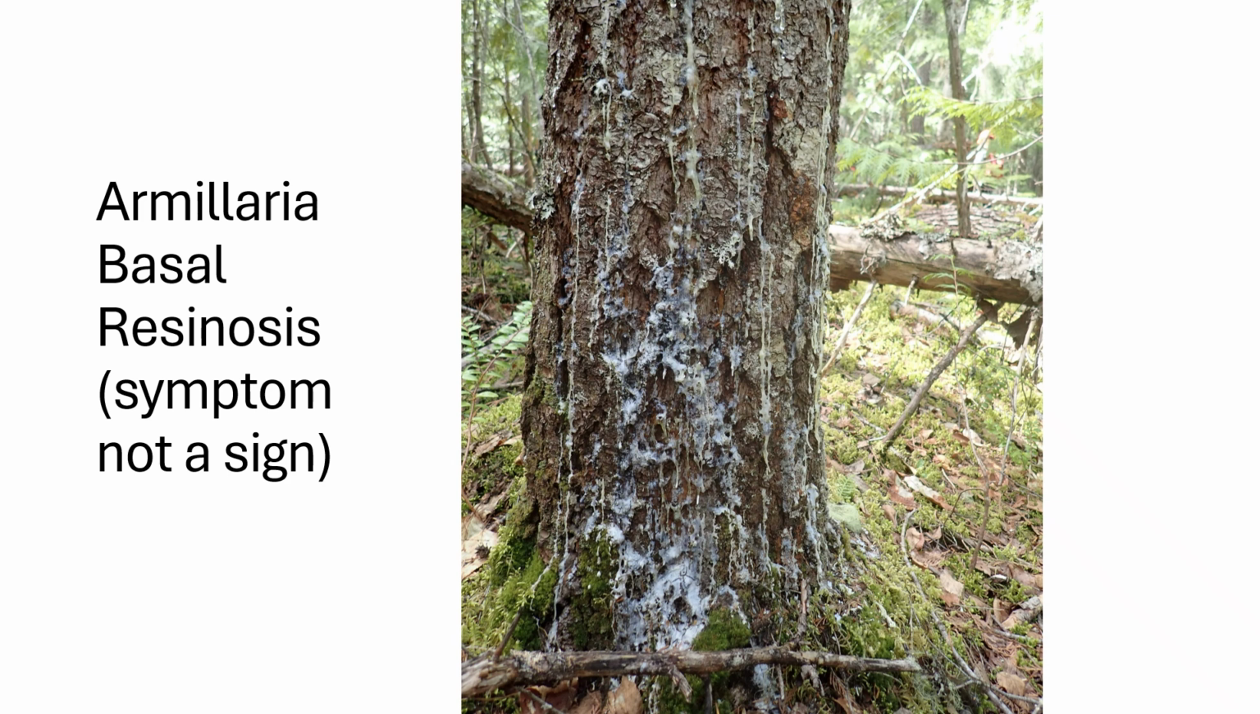In addition to typical symptoms of root disease, armillaria also causes basal resinosis or sap flow at the base of trees in many cases, and you can see that in this photo. The resin concentrates at the very base of the tree. Sometimes you'll see resin on trees from wounds that occur higher up in the tree, but then it runs down. But in this case, the resinosis is just associated with the base of the tree, and there's no indication of any injury higher up in the tree.